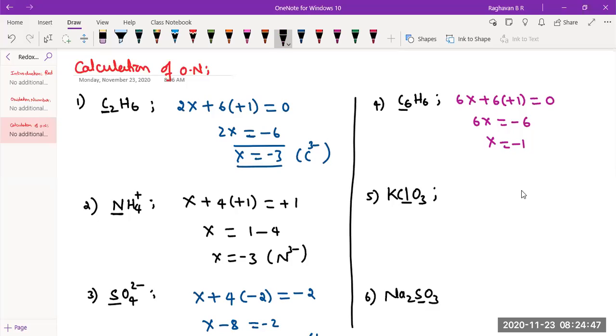This is potassium chlorate, KClO3. I think somebody told me that I have calculated the last class. Anyhow, I would tell you, potassium is plus 1 or plus 2? Plus 1, because it's first group. That is alkali metal or alkaline earth metal? Alkali metal. So it is plus 1. Chlorine x plus 3 into oxygen minus 2 is equal to 0. So x, 6 becomes minus 5. So x is equal to plus 5. Correct, no? So x is plus 5.